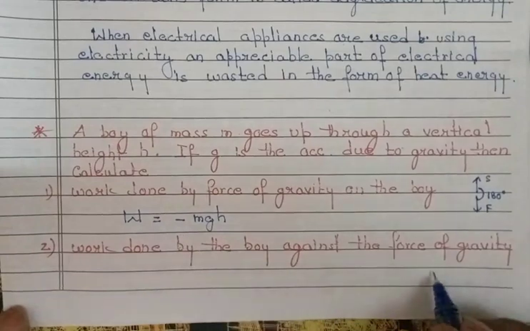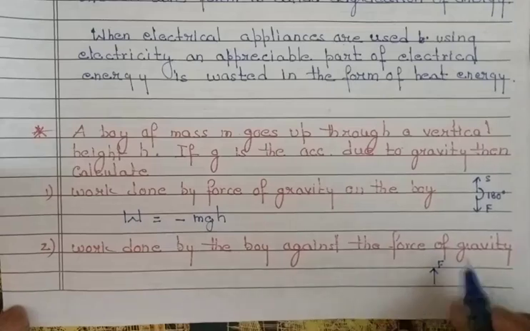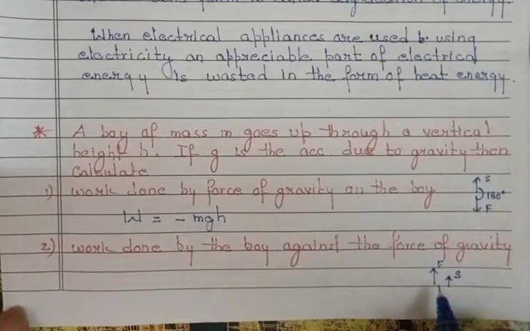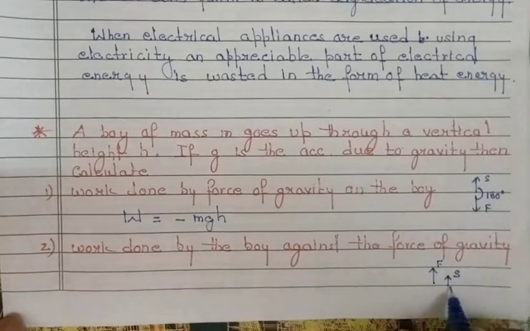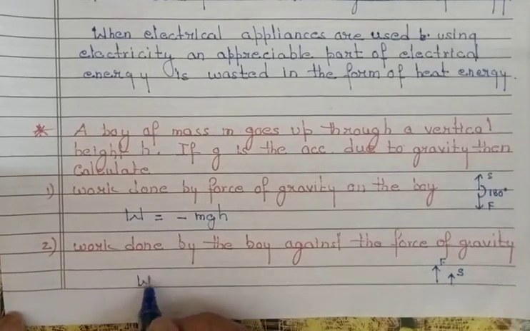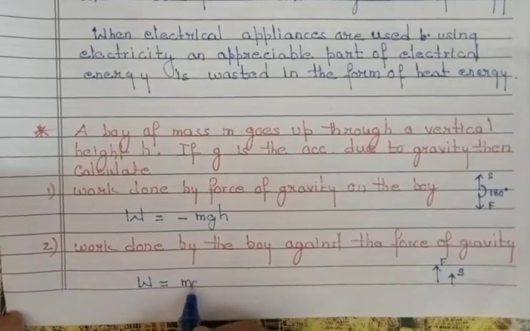Now in this one, we have to calculate the work done by the boy. See, boy is applying the force in upward direction, whereas his displacement is also in the upward direction. So force and displacement both are in the same direction. So work done will be positive. So we are going to write work is equal to plus mgh.